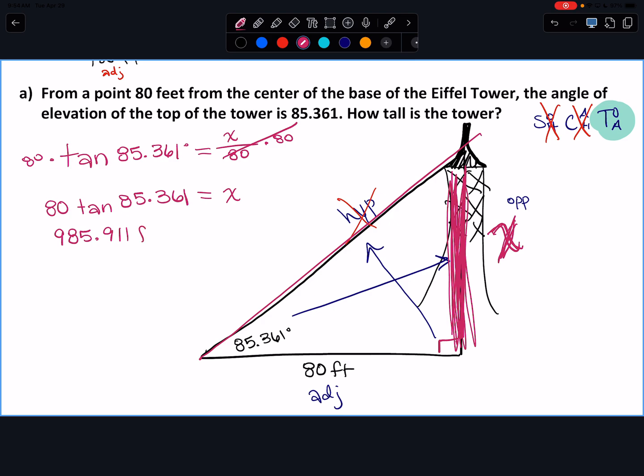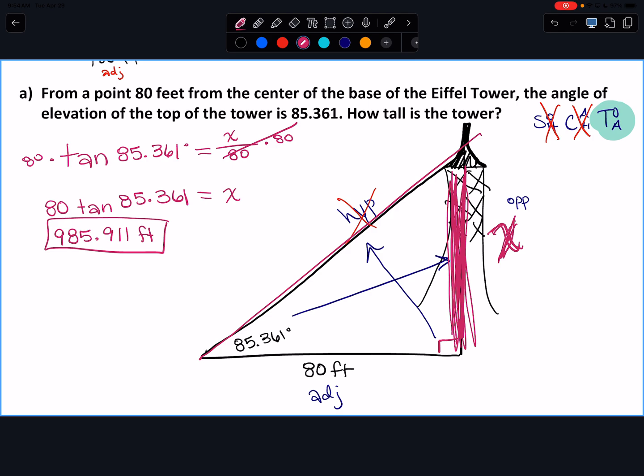Feet. That's really important. Feet. So it's almost 1,000 feet in the air. Would you agree with that? Yes. Yes, I would too. Okay, questions?